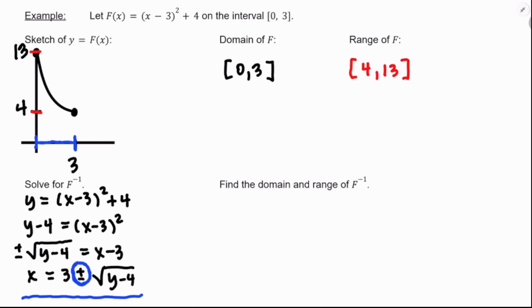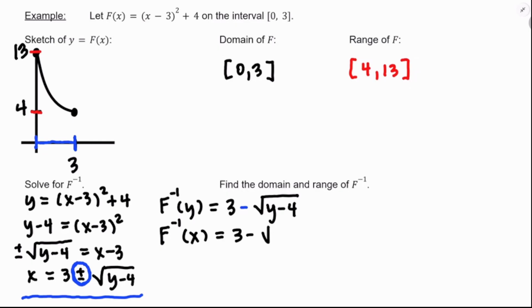Okay? So I'm gonna say that really the formula over here, f inverse, I might start with f inverse of y, that's going to equal 3 minus this positive square root, because when we write the square root, we mean the positive square root of y minus 4. Okay, and then we could say f inverse of x is equal to 3 minus the square root of x minus 4. Okay? Now the domain of this function, obviously x needs to be bigger than 4. If x is not bigger than 4, then we're taking the square root of a negative number.